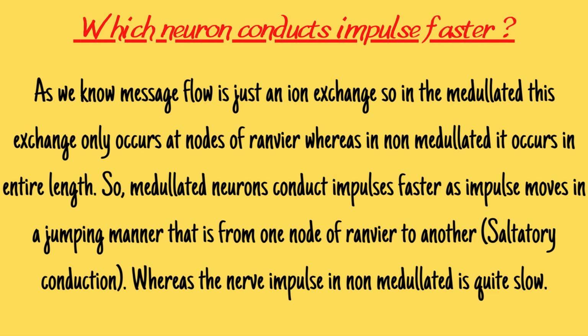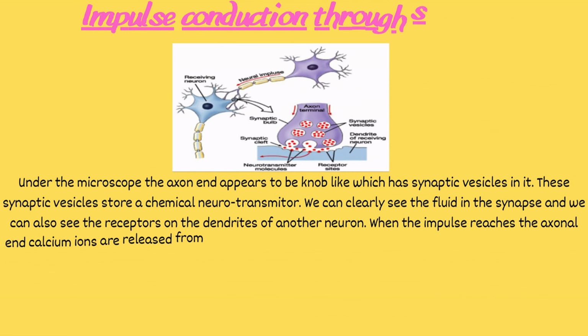As we know, message flow is just an ion exchange, so in the myelinated neuron this exchange only occurs at nodes of Ranvier, whereas in non-myelinated it occurs along the entire length. So, myelinated neurons conduct impulses faster as the impulse moves in a jumping manner, from one node of Ranvier to another, called saltatory conduction. Whereas the nerve impulse in non-myelinated is quite slow.